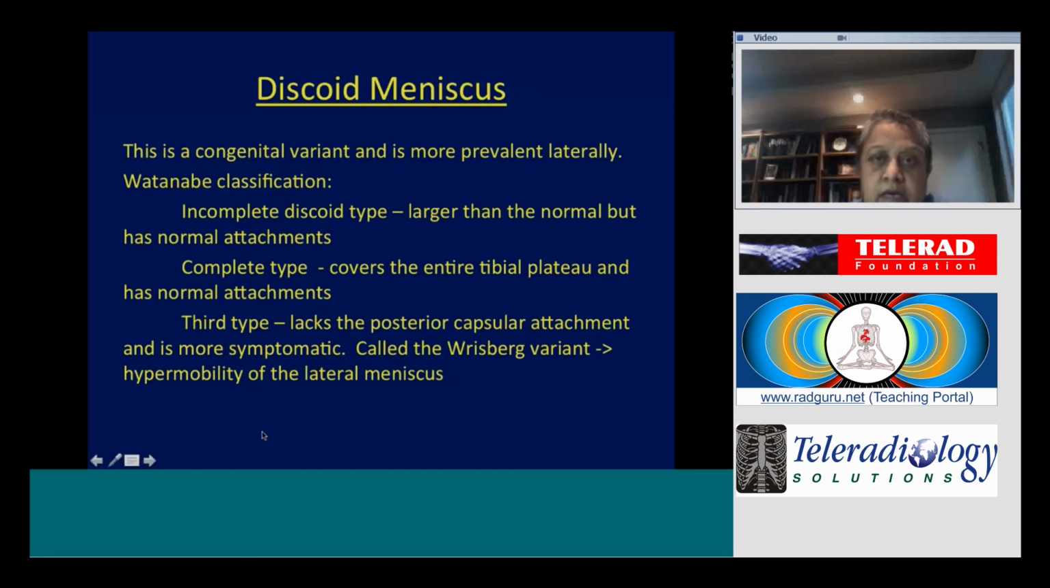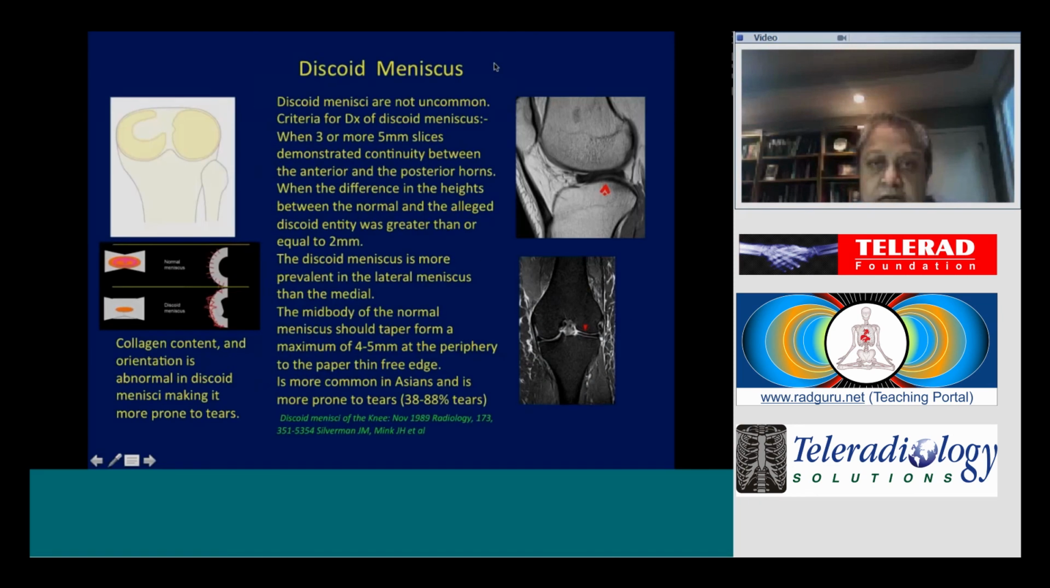Discoid menisci are not uncommon, and the criteria for discoid meniscus is when you see it in 3 or more 5 millimeter slices. So you continue to see the continuity between the anterior and posterior horns. When the difference in the heights between the normal and alleged discoid entity is greater than or equal to 2 millimeters, you suspect a discoid meniscus. The discoid meniscus, as I said before, is more prevalent in the lateral meniscus.